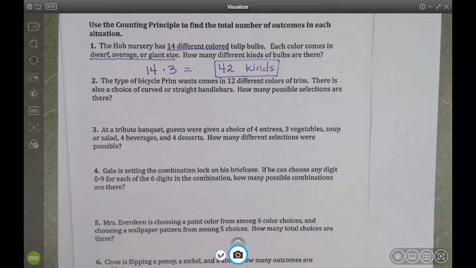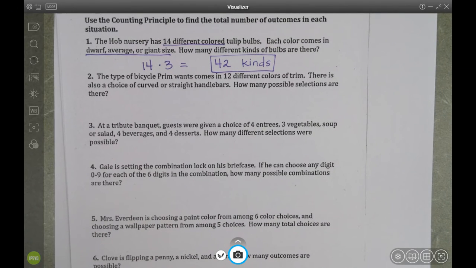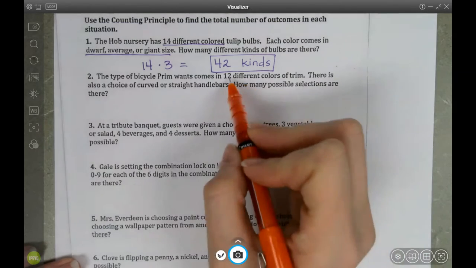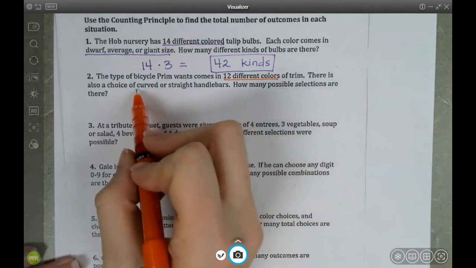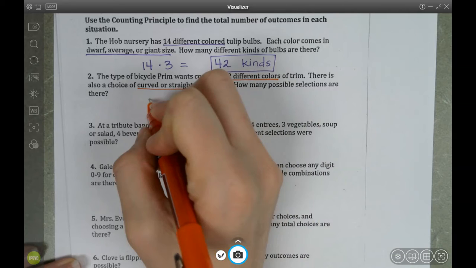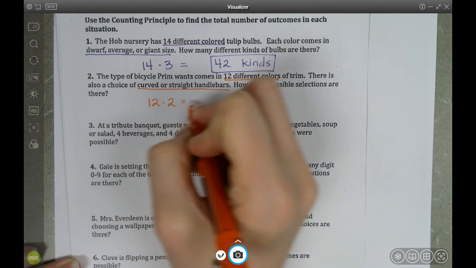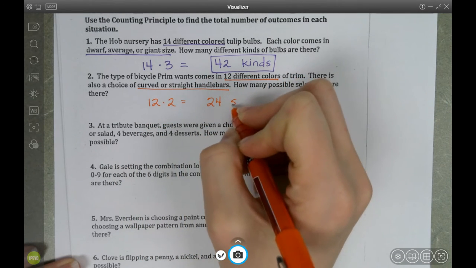I'll take it. Okay, so the type of bicycle Primo once comes in 12 different colors of trim. There's also a choice of curved or straight handlebars. How many possible selections are there? How do I find it? 12 times 2, which is? So there are 24 selections.